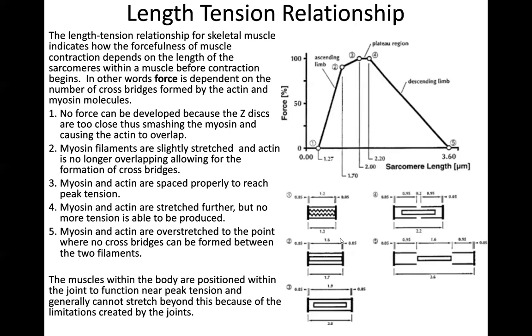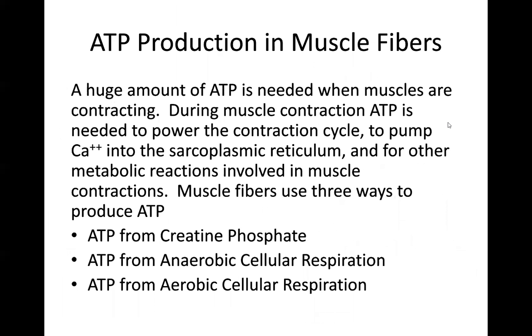Okay, it's kind of a crazy concept, but a really cool one at the same time. Another very important thing to talk about when it comes to muscles, and we've been talking a lot about it already today, is the fact that it needs ATP. A huge amount of ATP is needed when muscles are contracting. It's needed to power the contraction cycle. It's also needed to relax the muscle and pump that calcium back into the sarcoplasmic reticulum. It's also very involved in other metabolic reactions involved in muscle contractions that we didn't get into.